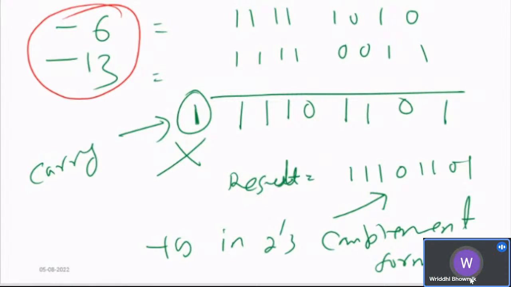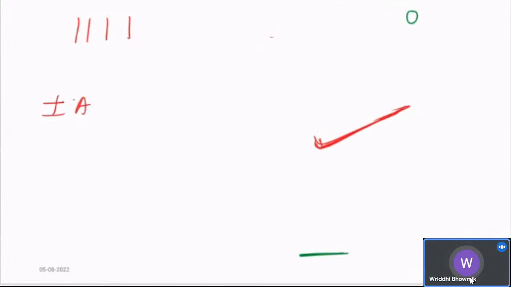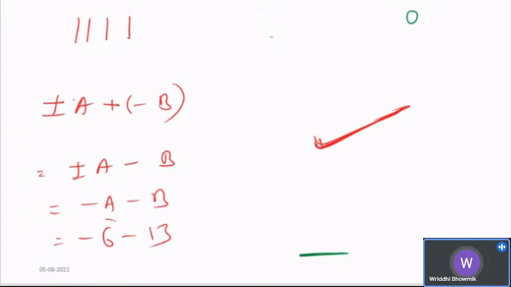Okay, so what can be done? Suppose it is written a plus of minus b. So when it can be written like this, plus a minus b, or minus a minus b, where a is 6, b is 13, and both are represented in the 2's complement form, and we have added these two, and finally the result whatever we have obtained is also in the 2's complement form, isn't it? You have already done it. Okay, so we had minus 6 and minus 13, so it can be represented as a and represented as b. Or you can represent it as minus a and minus b.